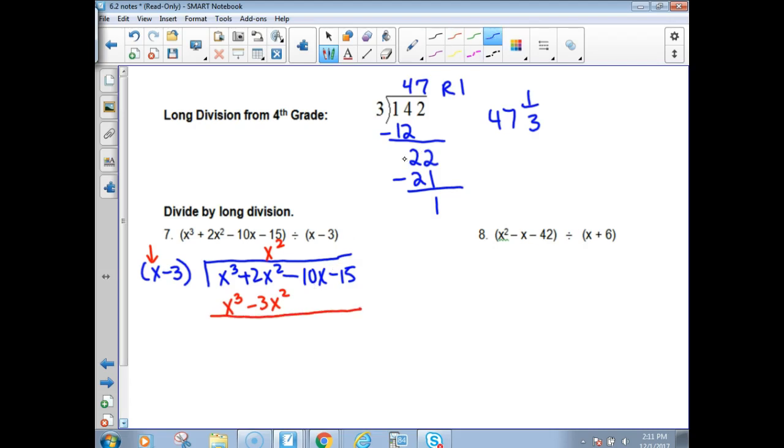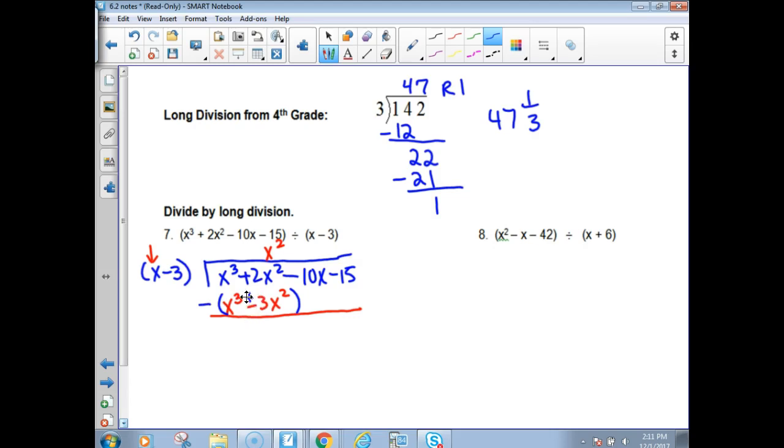Just like the old subtract here, we subtracted what we put underneath here. We're going to subtract this, but put a parenthesis around it. Because you are subtracting it, you have to think about the fact that, well, hey, x cubed minus x cubed, that's going to be 0, which is what we want, but we don't write a 0.